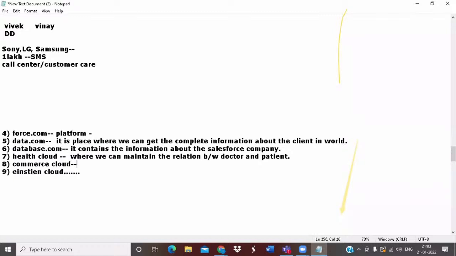Next, Commerce Cloud. What is Commerce Cloud here? Commerce Cloud is related to B2B business and also B2C business. B2B means business to business and B2C means business to customer. Clear all of you? Yes, sir.